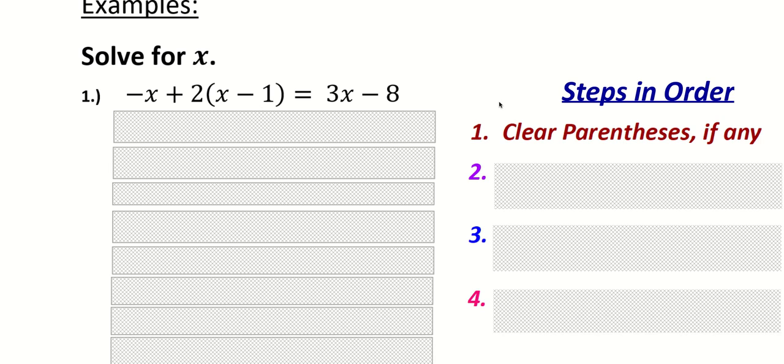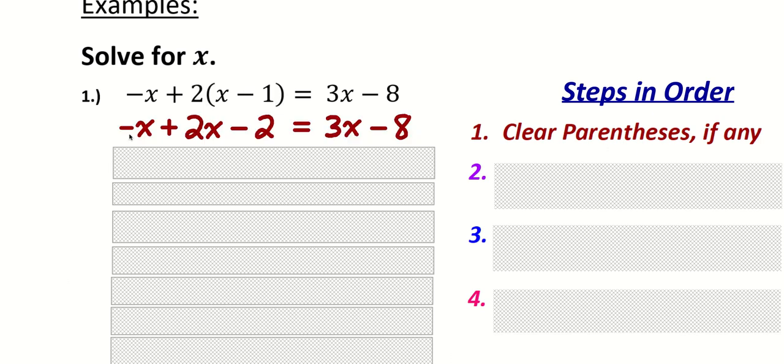So before we move x's around to other sides, you're just going to want to distribute the 2 and clear the parentheses. That's all we're doing in our first step. The minus x drops down, and then we distribute the 2 times x, and then 2 times the minus 1. And then the equal sign drops down. This entire right side is still just 3x minus 8. That's all we've done, is clear the parentheses, and that's what you should always do first if there are any.